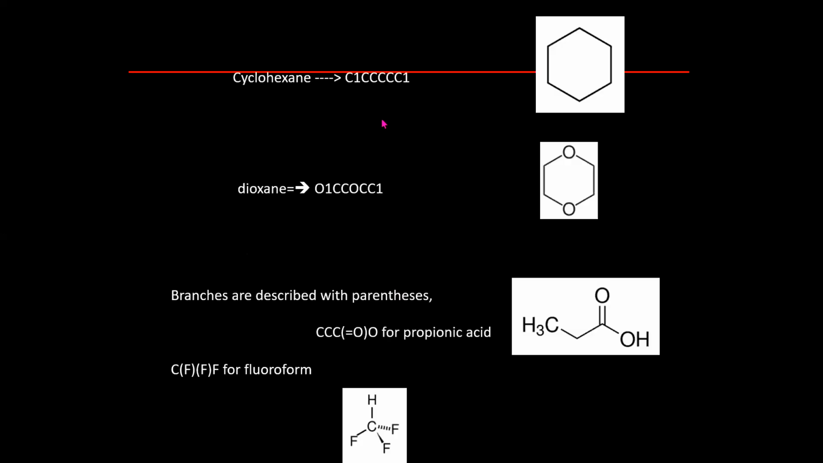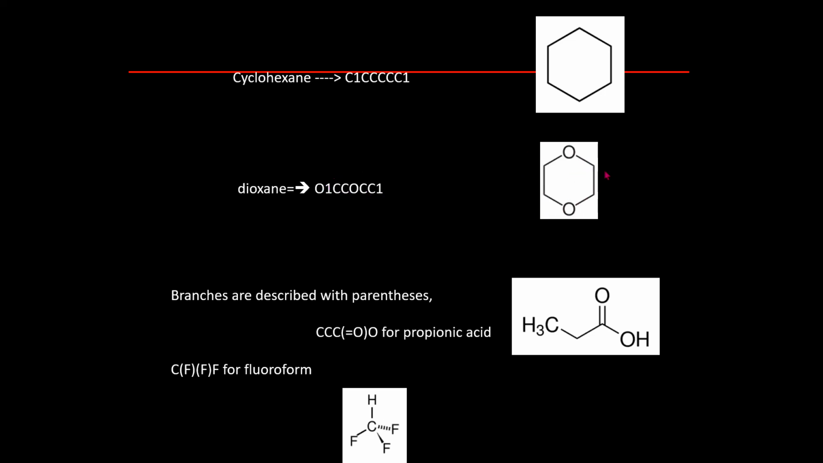Now, how do I write rings? If I have cyclohexane, I write the carbon C six times, and then I put 1 at the first and last carbon. That means this carbon is connected to that carbon. So you start from this carbon, C, C, C, C, C, C, then 1. So this carbon and this carbon are connected. If you look at dioxane, you start from one oxygen, then CCO, then CC, and then you put 1. Here also 1. So this oxygen is connected to this carbon.